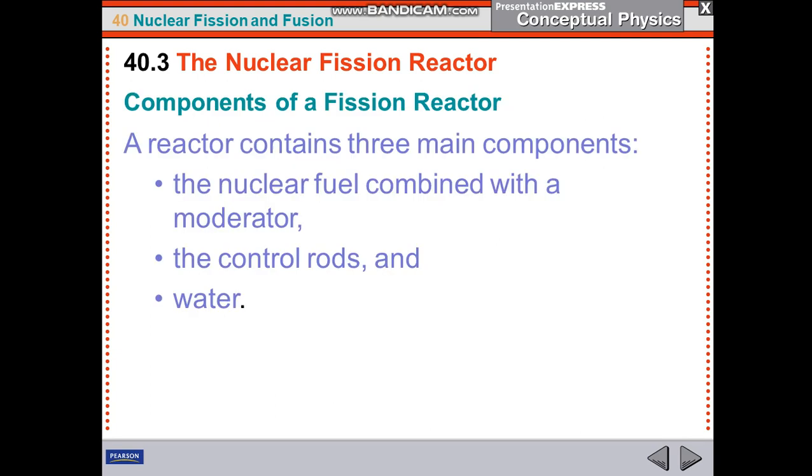Components of a nuclear fission reactor. A reactor contains three main components. As you saw in the figure, the first one is the nuclear fuel combined with a moderator, the control rods, and water. So altogether it becomes a fission reactor.